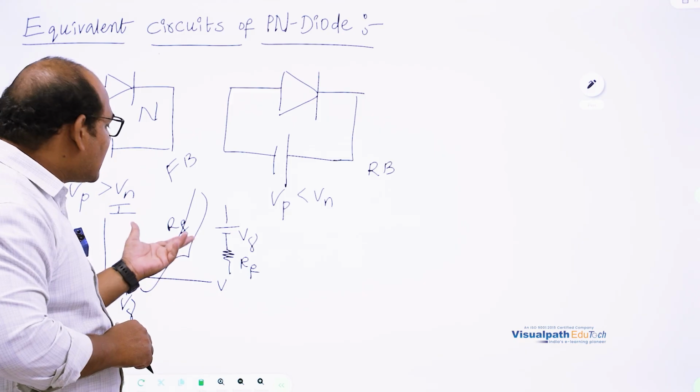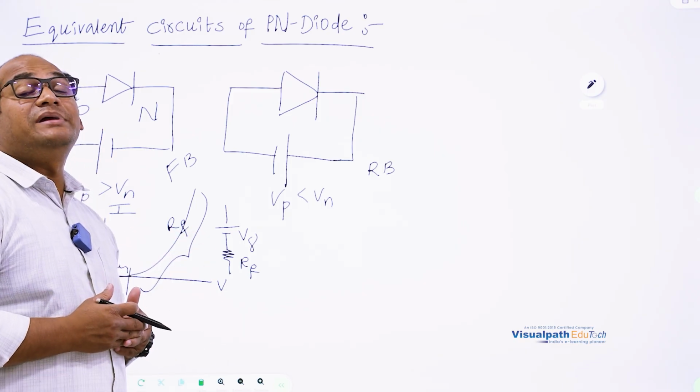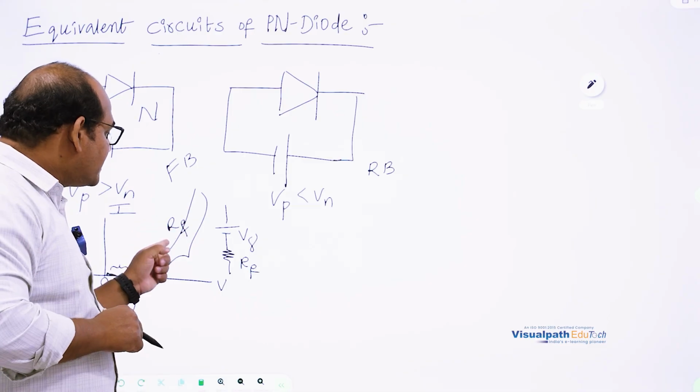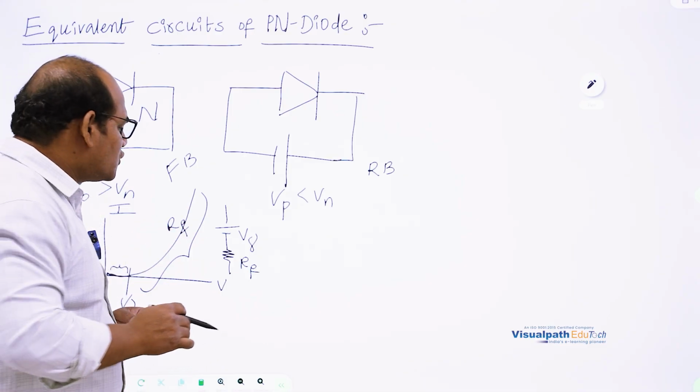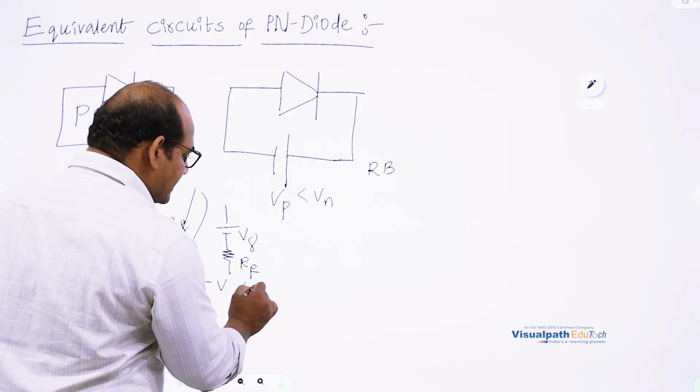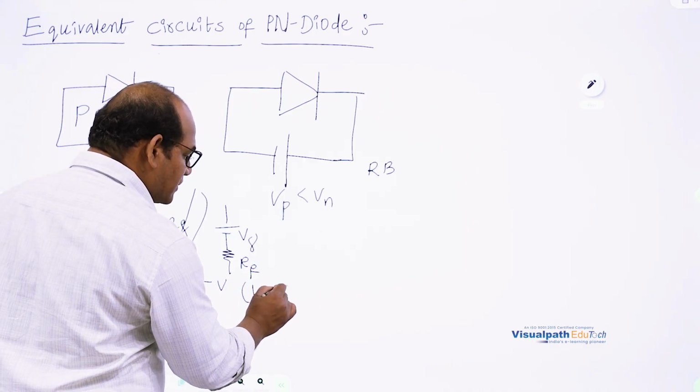And in forward bias, already we know that current is in milliamps. That means it is a more amount of current only. So if current is more, resistance is less. So this RF is around 100 ohms, 120 ohms like that. It is simply 100 ohms like that you can take.